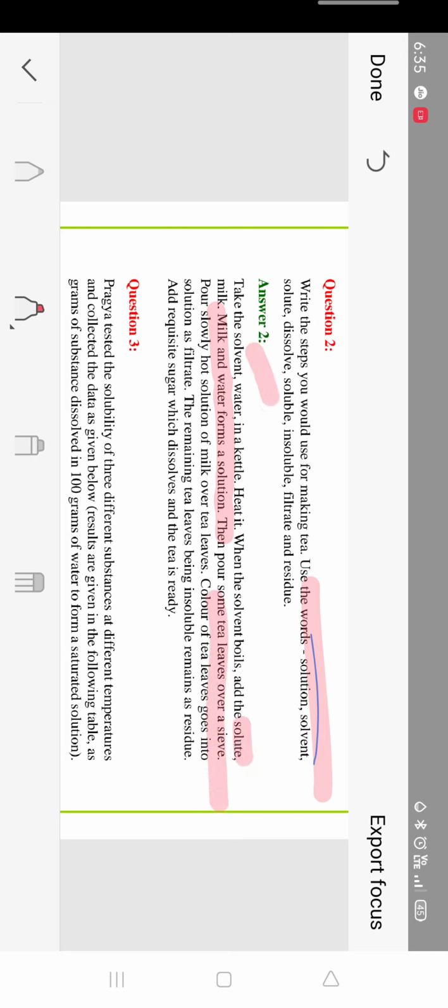Then pour some tea leaves over a sieve. Then pour slowly the hot solution of milk over the tea leaves. When you take the tea leaves on the sieve, then you have to pour the hot solution of milk over the tea leaves. Then the color of the tea leaves goes into the solution as filtrate, and the remaining tea leaves, being insoluble, remain as residue. After this you can add sugar and then your tea is ready.